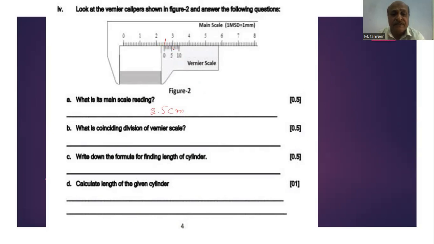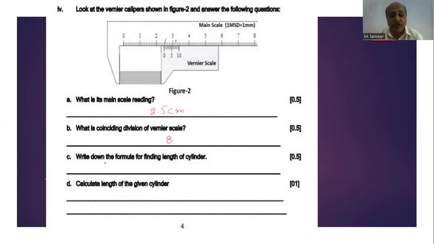This is the 5th, 6th, 7th, and 8th line. If you see the 8th line, these two lines are in front of each other. This is called the coinciding line. So the coinciding line is 8. Write down the formula to find the length of the cylinder.